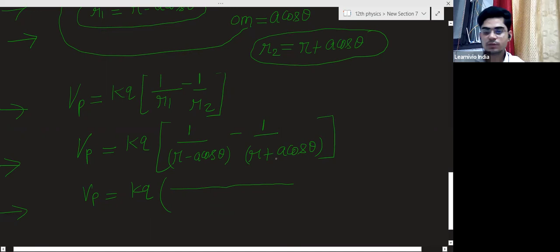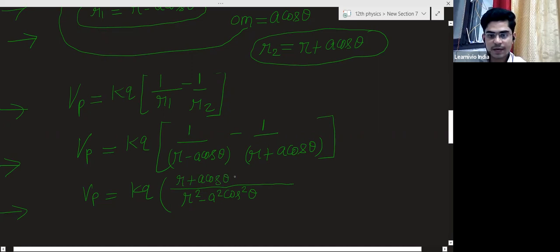Okay. So we can multiply these two, and the result will be, we can consider it as A minus B, A plus B. So this will become A square minus B square. This will become R square minus A square cos square theta, and this will be multiplied by 1. So this will be R plus A cos theta, and with negative sign, we will multiply minus 1 with R. So this will be minus R, and this will be minus minus plus A cos theta.